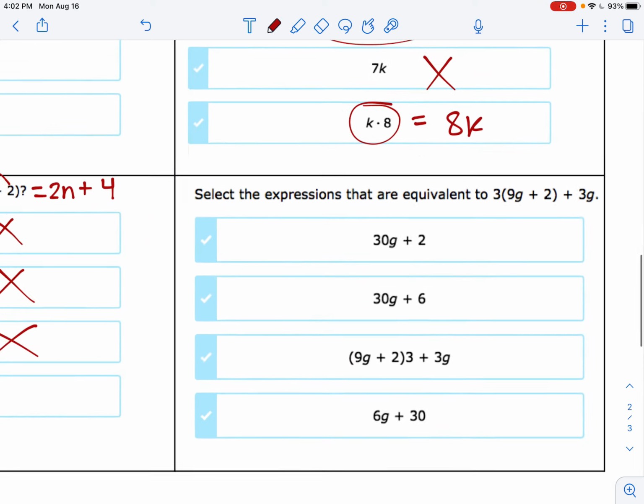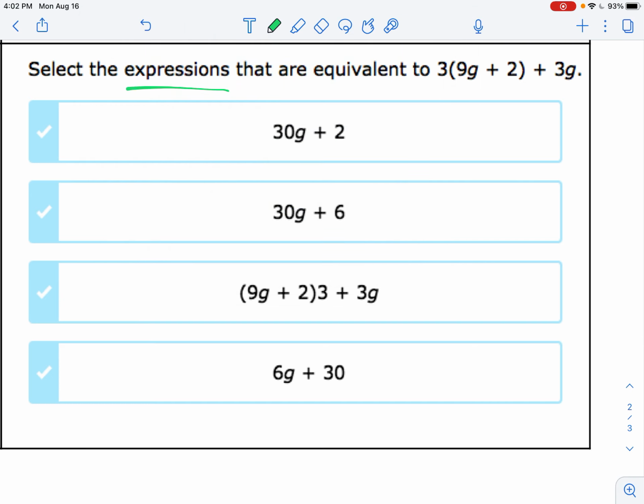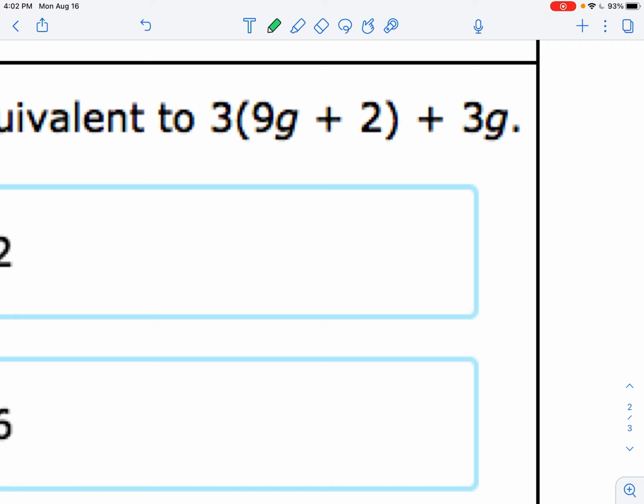So now let's do another one. We're going to select multiple expressions here, right? Notice we're selecting a couple different expressions, maybe one, maybe more, that are equivalent to this. Now this one's a little trickier, but we're going to do it anyway. What happens here? I know there's a plus sign, maybe some like terms, but first I have parentheses.